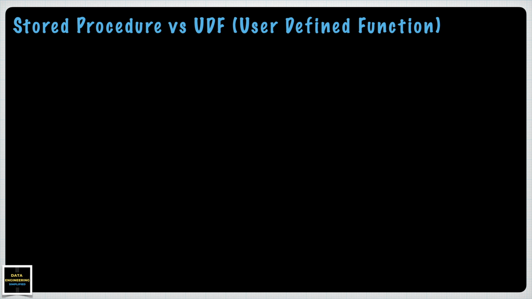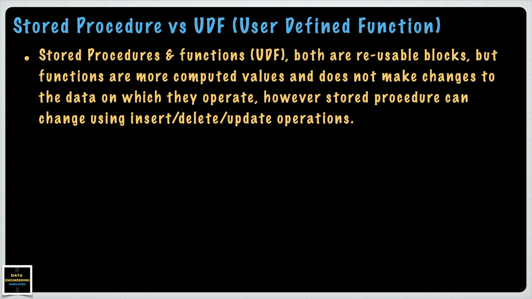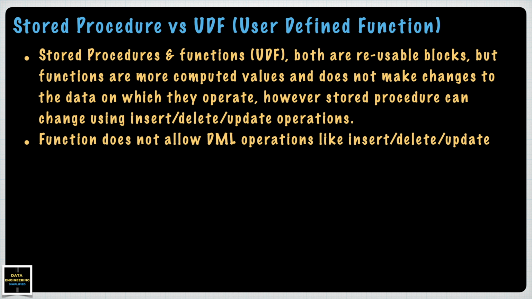Though we are going to cover user-defined functions in a later part, let's understand the difference between a stored procedure and a UDF. Stored procedures and functions are both reusable blocks, but functions mostly compute values and do not make changes to the data on which they are operating. However, a stored procedure can change data using insert, delete, and update operations. A function does not allow any DML operations like insert, delete, and update.